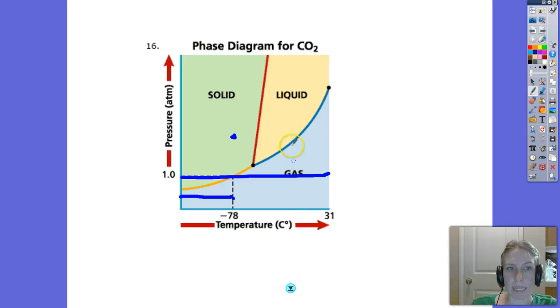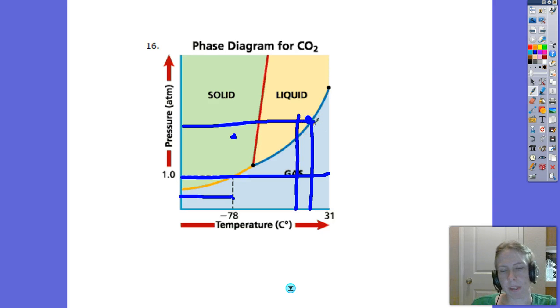Now if we wanted to make it liquefy, we would have to have a higher temperature. You would notice 31 degrees Celsius is the highest this goes, so it doesn't have to be very high at all. But we need to have a high pressure. So if we have a temperature over here somewhere, let's say around room temperature, to get it to liquefy, we'd have to have probably 3 atm of pressure just to barely get it in there. So it takes a lot higher pressure.